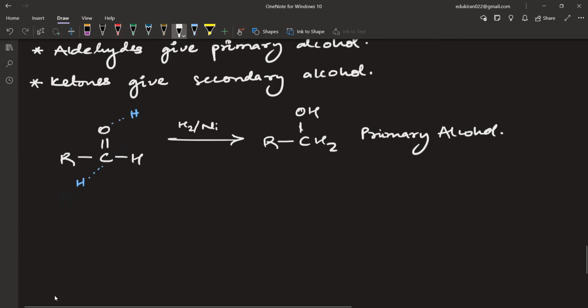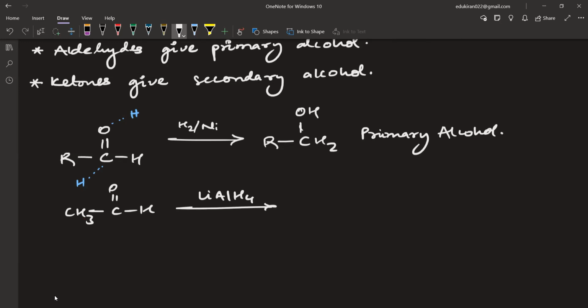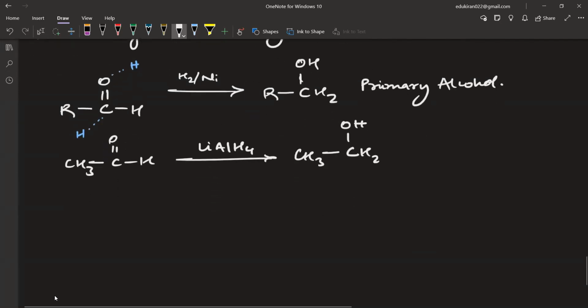Write the products of the following. For example, if I have CH3, carbon double bond O, and hydrogen, and what I'm using here, let me use LiAlH4. If I use LiAlH4, what will happen? You will get CH3. This carbon will get CH2, and then here you are going to get OH. Okay, write a few more examples. Double bond O and hydrogen, in the presence of NaBH4.